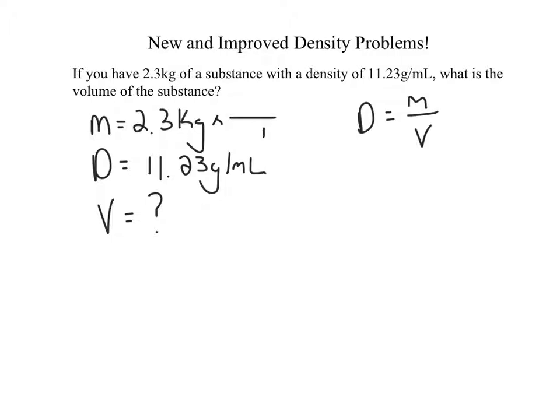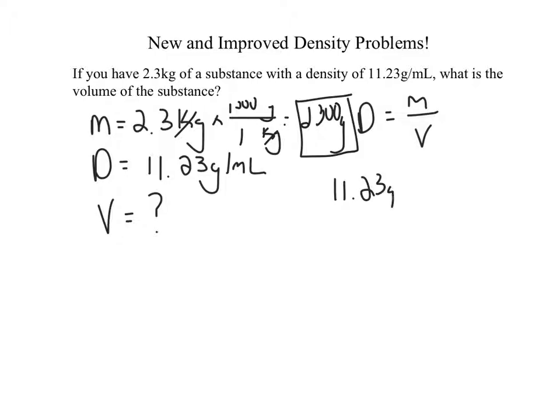So I have to change one of those units before I move on. So I'm going to change kilograms to grams, and I know that in 1 kilogram there's 1,000 grams. So now kilograms cancel, and I'm going to multiply. So that comes out to 2,300 grams. So I'm going to use that number in my calculations. So now let's plug our numbers in. So I have 11.23 grams per milliliter equals mass, which is 2,300 grams, divided by volume.